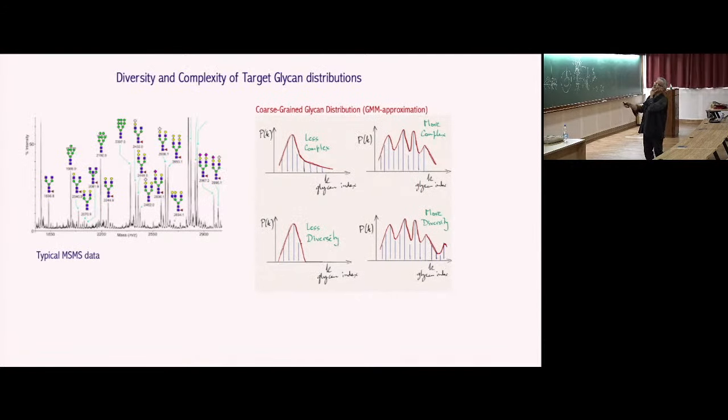And I just wanted to now distinguish between diversity and complexity of the target glycan distribution. So here, what I've drawn is a schematic of a few coarse-grained glycan distributions. Going from here to here, I would say you've increased the complexity, you've increased the number of peaks and valleys, which means that you've increased the number of components of the Gaussian mixture model. Going from here to here, I've increased the diversity because this width in this direction has now increased. I have more, the glycan index is more spread. So that's diversity, this is complexity.